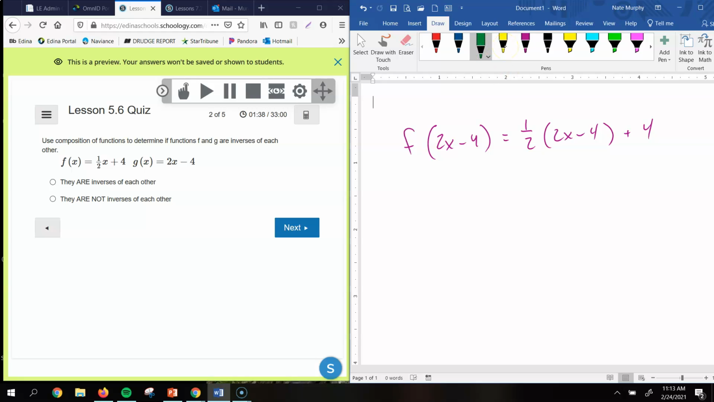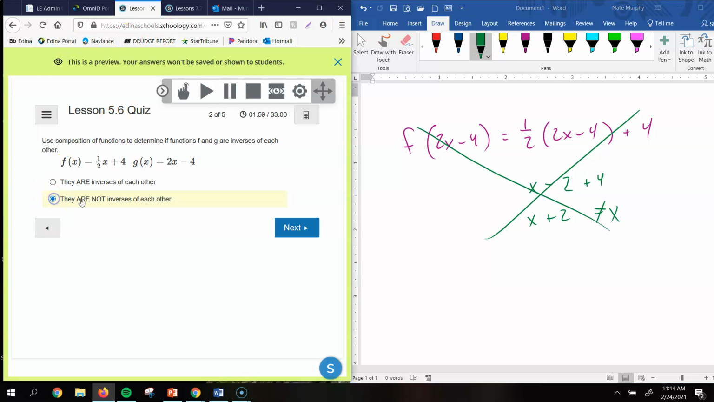If I distribute the 1/2 through, 1/2 of 2x is x. Half of 4 is 2, so I get x minus 2 plus 4. Well, negative 2 plus 4 is a positive 2. So that would be our answer, and that does not equal x. So I don't have to do anything else. I know right away that these two are not inverses of each other, because when I went to simplify this, we did not get x as our answer.